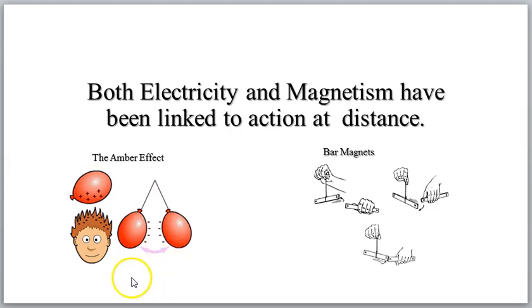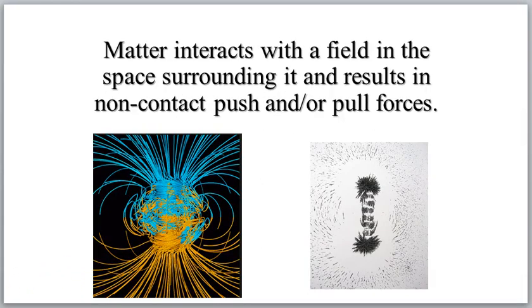The study of this started back with William Gilbert in the 1600s, giving rise to field theory, where matter is interacting with a field in the space surrounding it and results in these non-contact pull or push forces. And we see here the Earth and a drawing of its magnetic field lines, always forming closed loops. This is also a magnet, which is similar to what we would get if we saw an electric dipole.